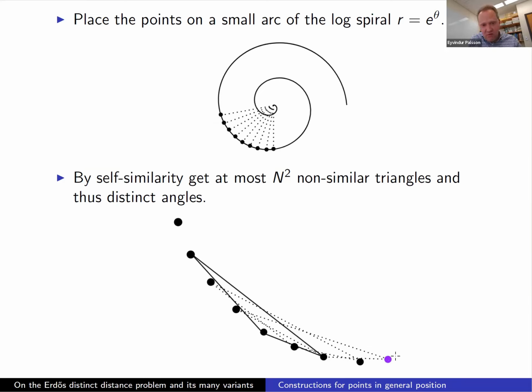So if you fix, say, the first point that you work with, you can choose, in n-1 choose 2 ways, 2 other points to form triangles with this point. But what is really cool is that you can exploit self-similarity in this logarithmic spiral. If you move to a different point, you get the same triangles if you just shift everything a little bit. And so by self-similarity, you have at most n squared non-similar triangles in this construction. And thus, since you have at most n squared non-similar triangles, you have at most n squared distinct angles, or 3 times that, if you wish.